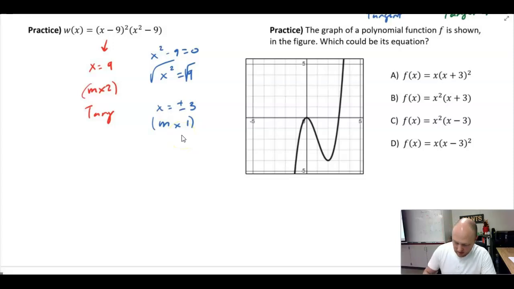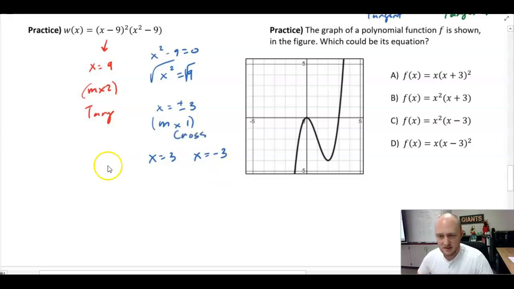You could list them out like this. Both of these will cross through the x-axis. So 3 zeros there: 9, positive 3, and negative 3, and that's their behavior. For the multiple choice question, please pause and try this one if you have not already. But we're going to go ahead and look at this.